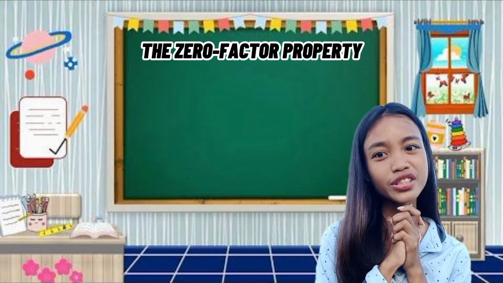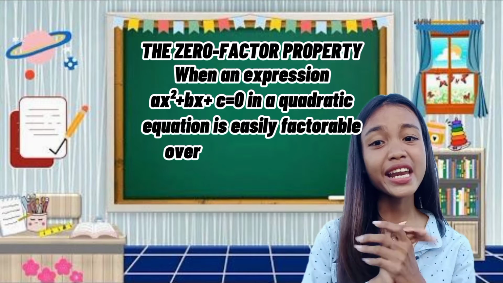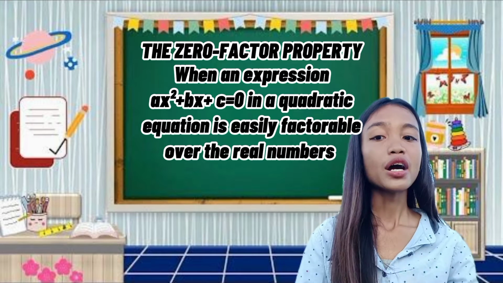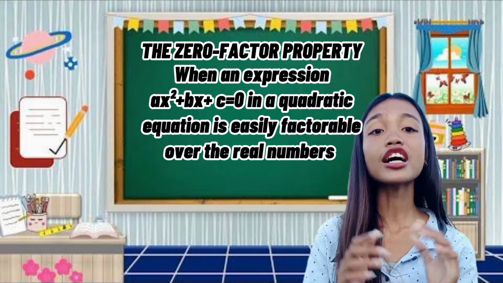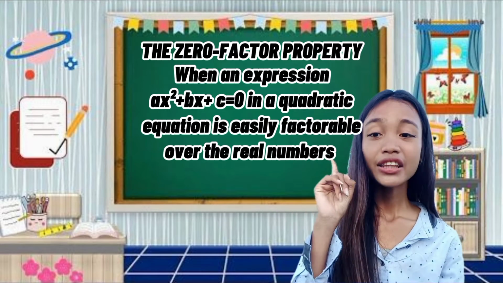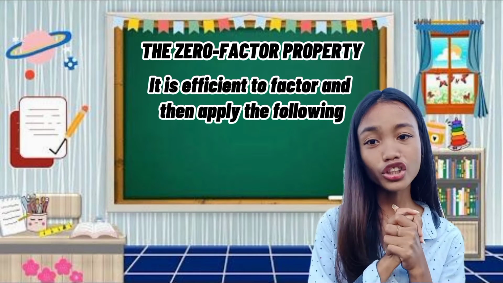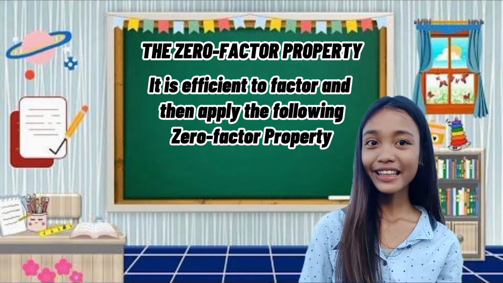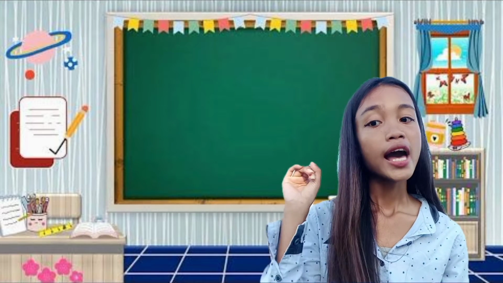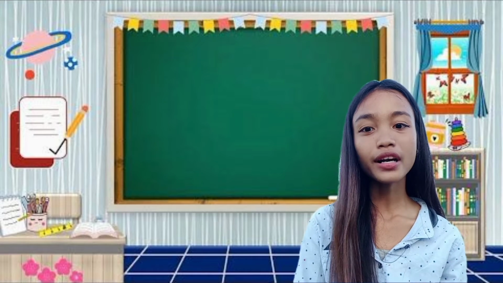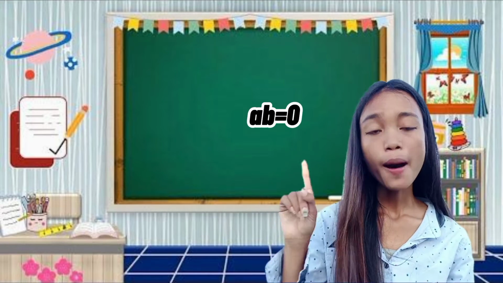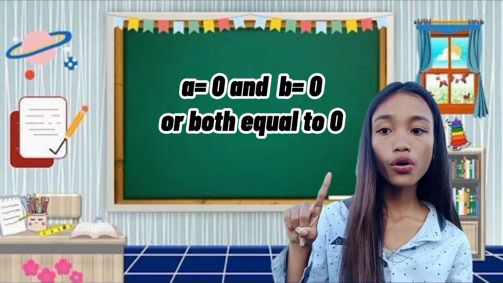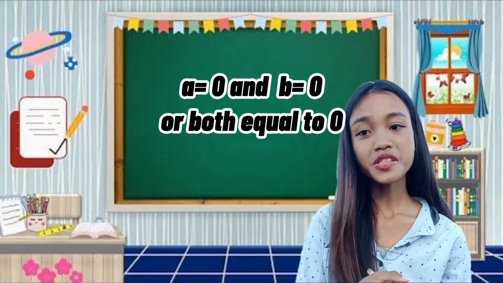So, what is the zero factor property? It is when the expression ax squared plus bx plus c in a quadratic equation is easily factorable over the real numbers. It is efficient to factor and then apply the zero factor property: if a and b are complex numbers with ab equals 0, then a is 0 or b is 0, or both equal 0.